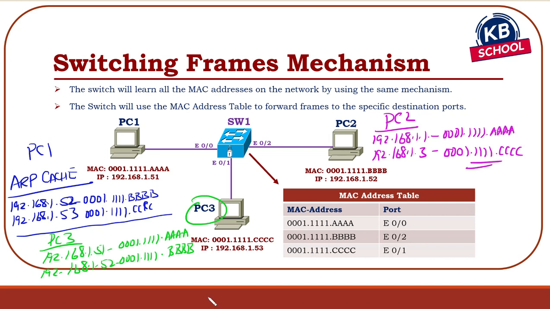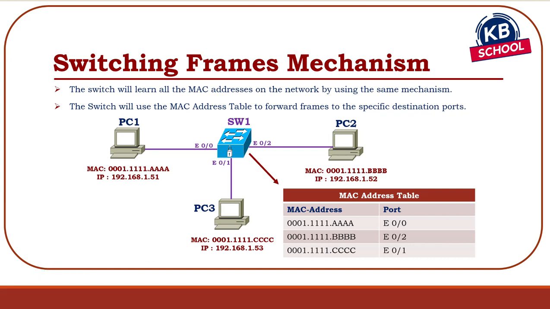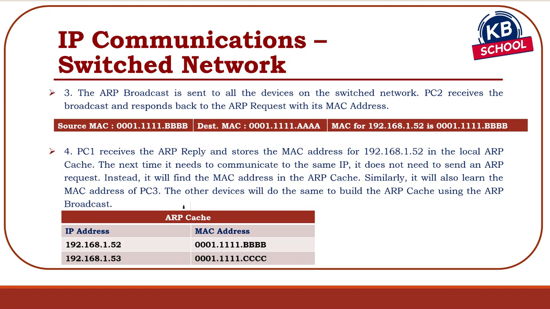Hope you guys are clear with that. So once PC1, PC2, PC3 have it, I don't need to keep on sending ARP requests. So this is just the initial part. When the network comes up, they're discovering the MAC address for each and every associated IP address that they need to communicate to. And this is what the ARP cache is looking like on PC1.